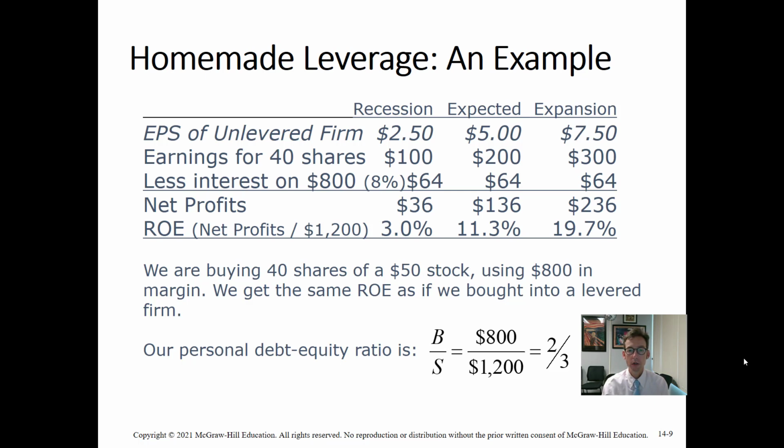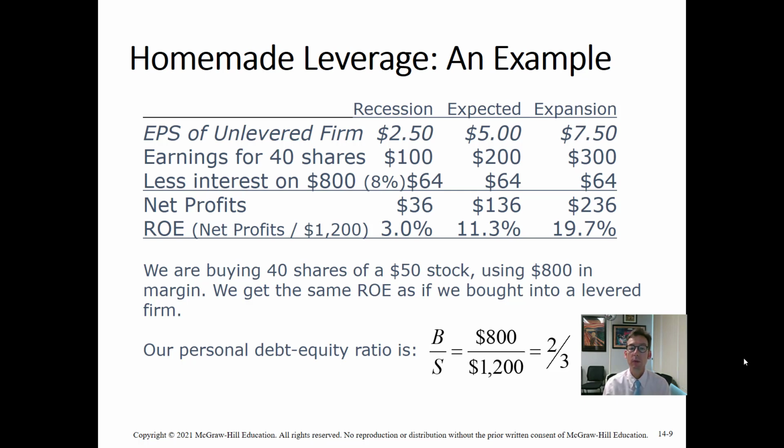So in this example, we are looking at basically buying 10% of the firm. So we're going to buy 40 shares of this $50 stock using $800 in margin, which is the debt in our brokerage account. So I'm going to show you that we get the same ROE from this investment that we would get if we invested in the levered firm. So how does this work? Well, we've got our 40 shares, and we're going to multiply by $2.50 in Recession, and that's going to give us $100 in earnings.